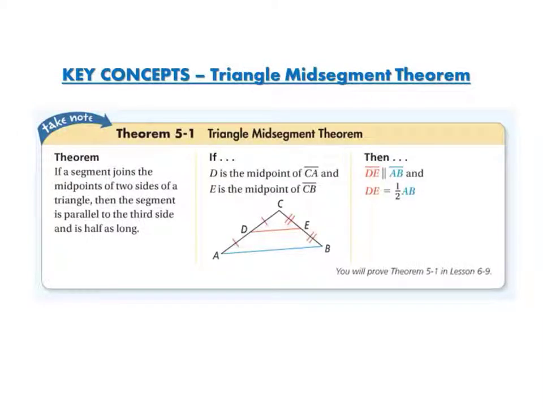The triangle midsegment theorem states that if a segment joins the midpoints of two sides of a triangle, then that segment is parallel to the third side and is half as long, or the third side is twice as long as the midsegment. Notice the tick marks. Each side is congruent, and each side over here is also congruent. That way I know that that red line is a midsegment.